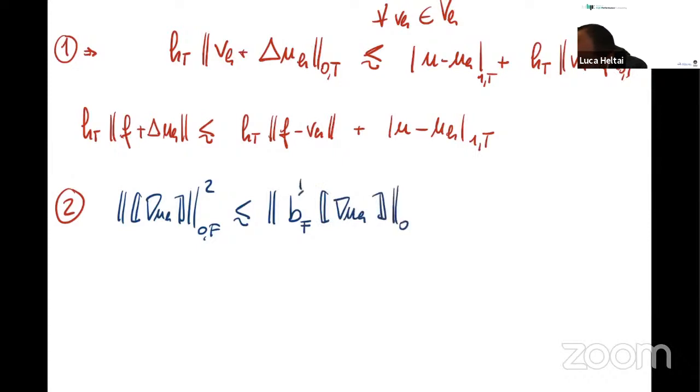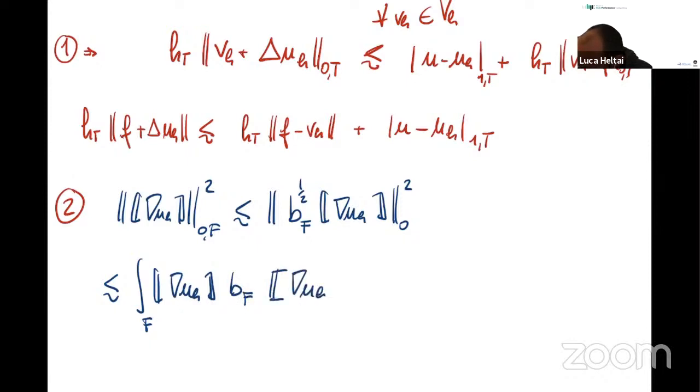And of course, this is BF to the 1/2, sorry, otherwise this doesn't work. And I have the square there, and now I keep going in this direction, and I try to do the same thing that I did before, and I go from the faces to the rest of the cells. So here, what I have is that this can be written as the jump of the gradient of UH times BF times the jump of the gradient of UH, and integrated over the faces.